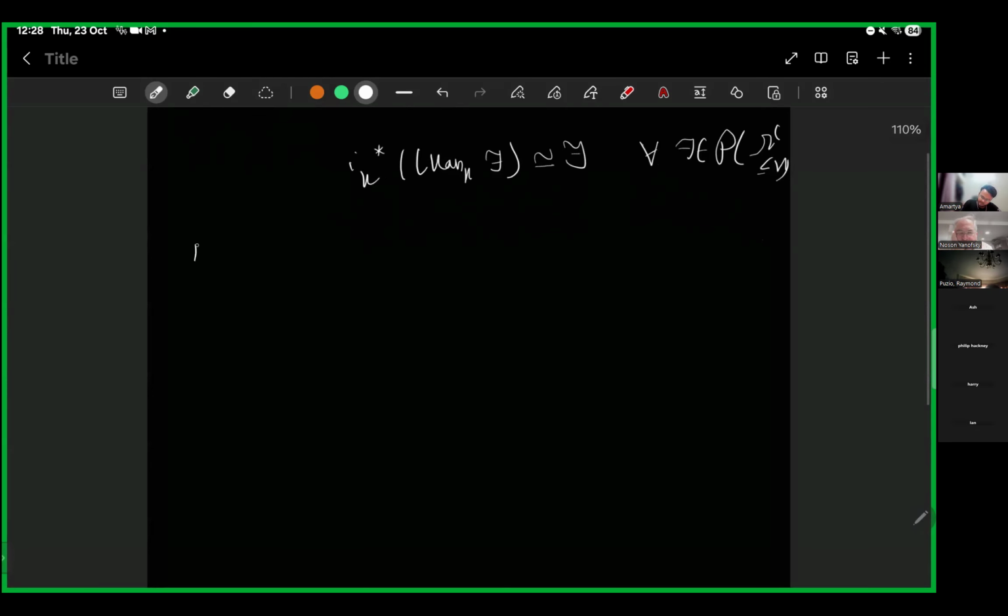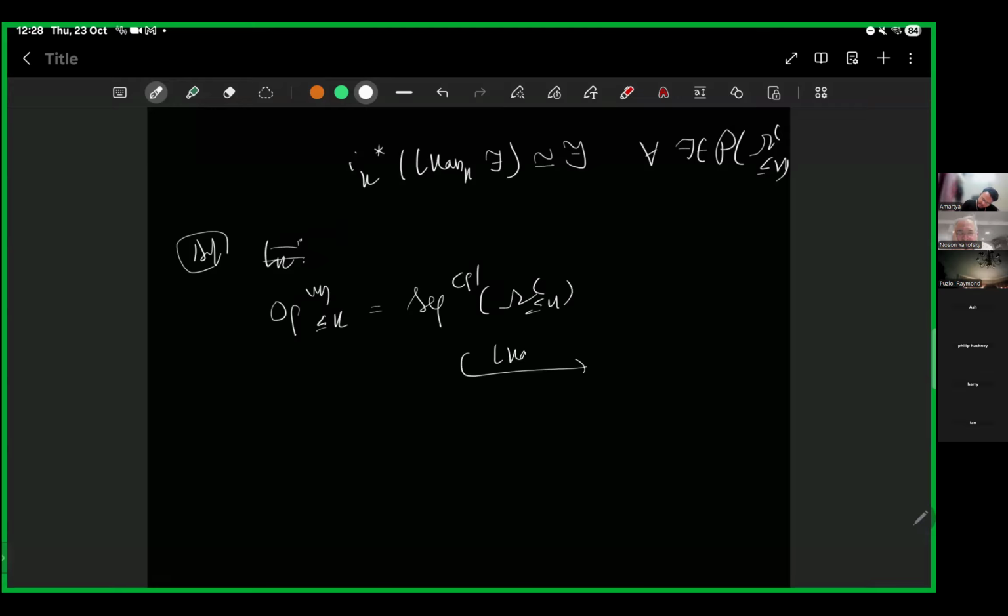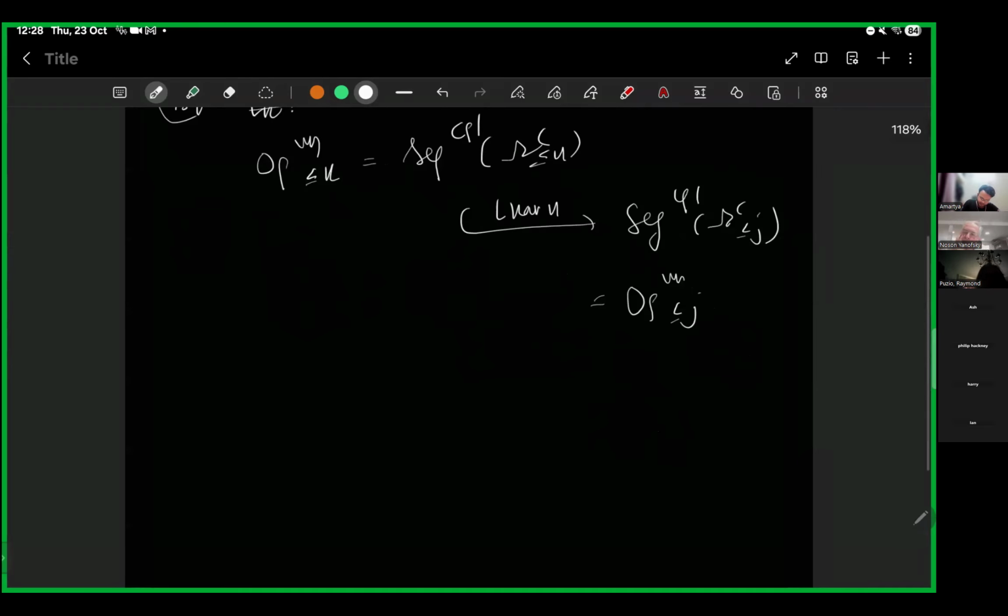So here's the left adjoint. Define this to be the functor. So this is complete Segal presheaves, con K. That gives us this adjunction. We're going to get this adjunction.